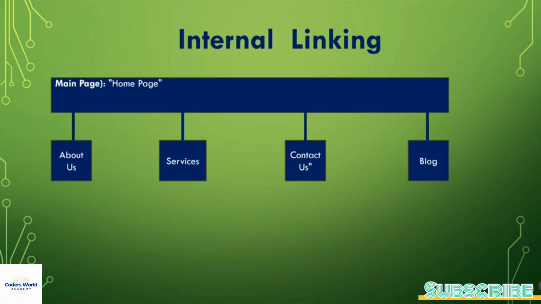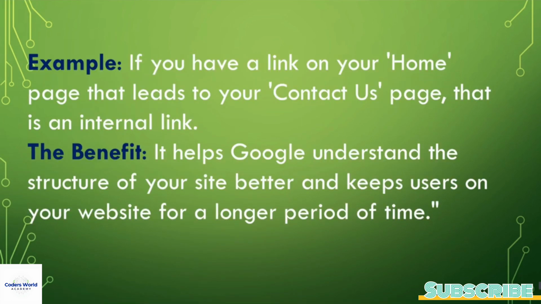Just like you have a main page, also called a home page, there are pages like about us, services, contacts, and blog. Just a little website. For example, if you have a link on your home page that leads to your contacts page, that is an internal link. The benefit: it helps Google understand the structure of your site better and keeps users on your website for a longer period of time.